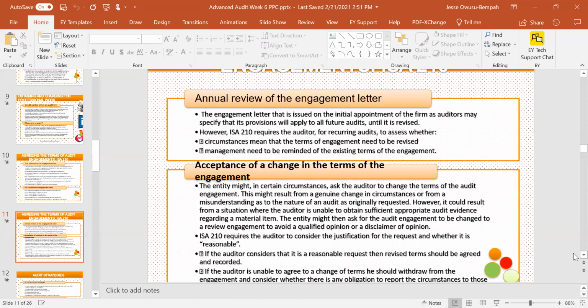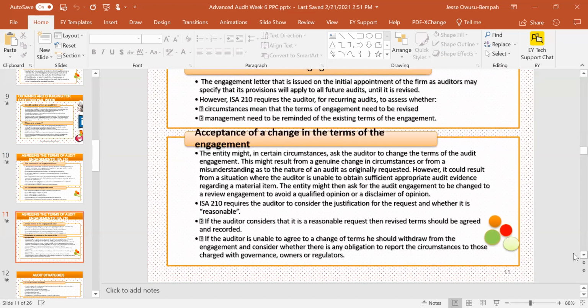So ISA 210, because of this tendency of entities or clients, suggests that the auditor considers the justification for such requests. Is it reasonable, in terms of changing the terms of the engagement? Or is the entity finding ways to avoid a qualified opinion or a disclaimer of opinion? If the auditor considers that it's a reasonable request, then revised terms should be agreed and recorded. So if it's reasonable, fantastic. Then the terms can be amended.